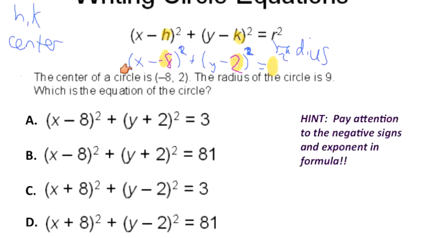We know that when I get x minus minus, that's going to turn into a positive. So it's either going to be C or D, because those both have the +8 and the -2. Now the question is, is it 3 or is it 81 over there? Well, it says my r is 9, so I'm going to plug in a 9. What's 9 squared? 81. So that would be D. Any questions? Are we okay with how we got that?